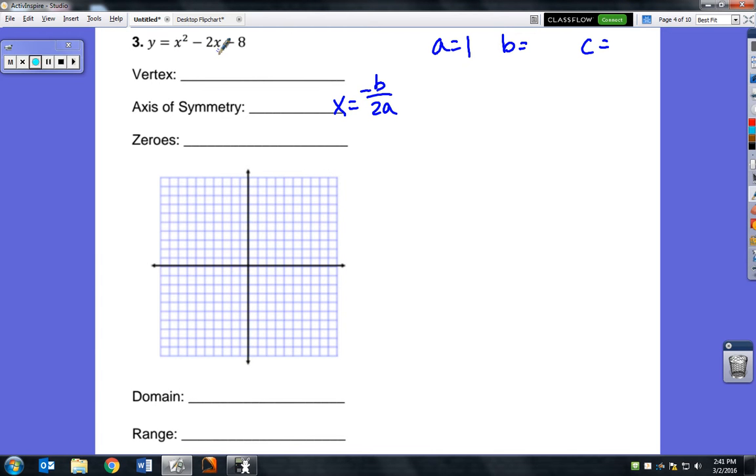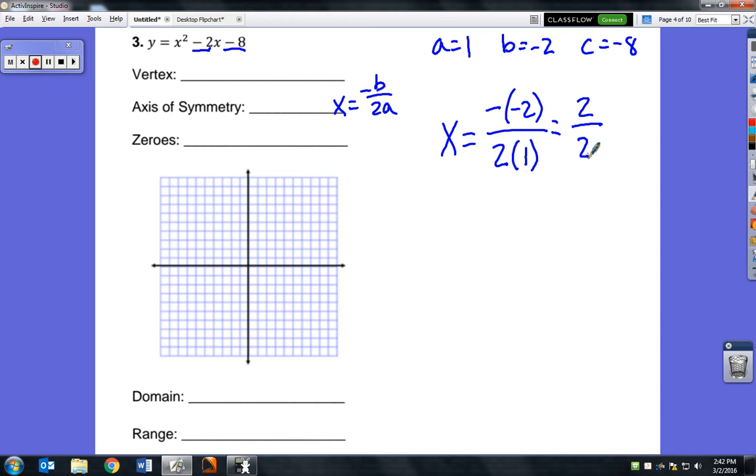Then I need to look for my b, which is attached to the x, so that would be negative 2. And my c is the number that's by itself, which is negative 8. I'm going to go ahead and set that up now. So x equals negative b, which is a negative 2, all over 2 times a, which is 1. Remember that a negative times a negative is a positive, so this becomes a positive 2 over 2 times 1, which is 2.